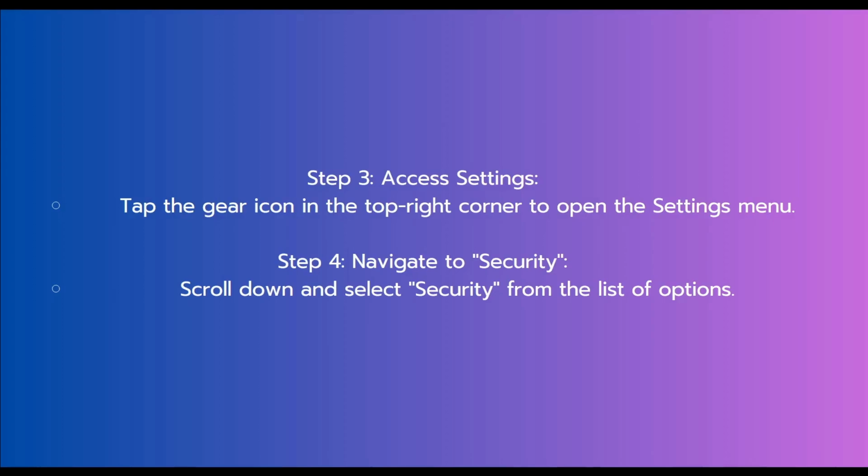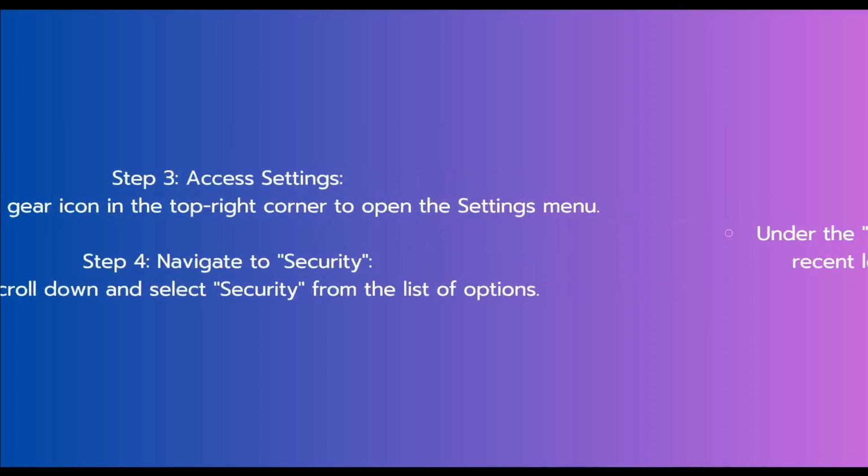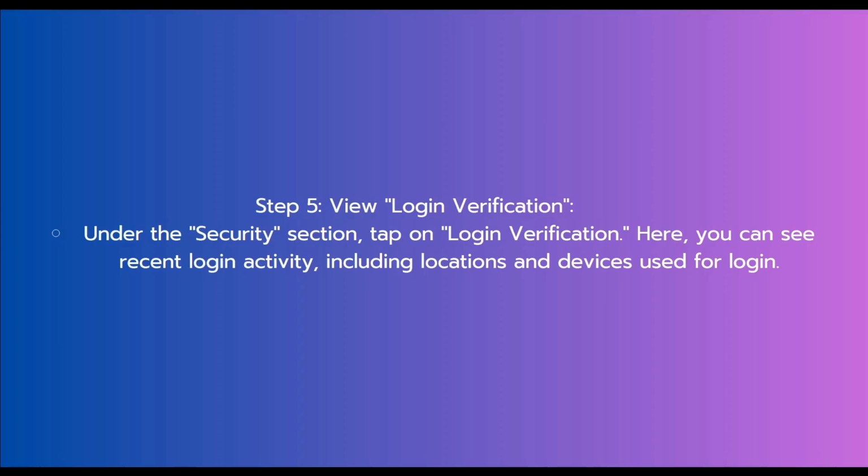The fourth step is to navigate to security. Scroll down and select security from the list of options. The fifth and the final step is to view login verification. Under the security section, tap on login verification. Here you can see recent login activity, including locations and devices used for login.